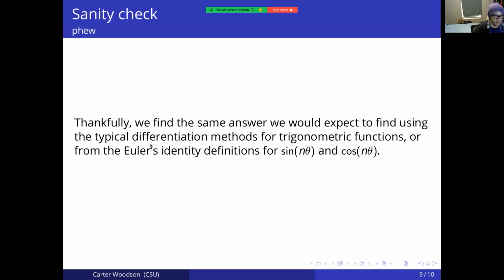Okay, and so that's all I've said here, basically just to wrap things up. I also think it's really neat that we could arrive here using our definitions from Euler's formula for the complex numbers, and finding these expressions for sine of n theta and cosine n theta.